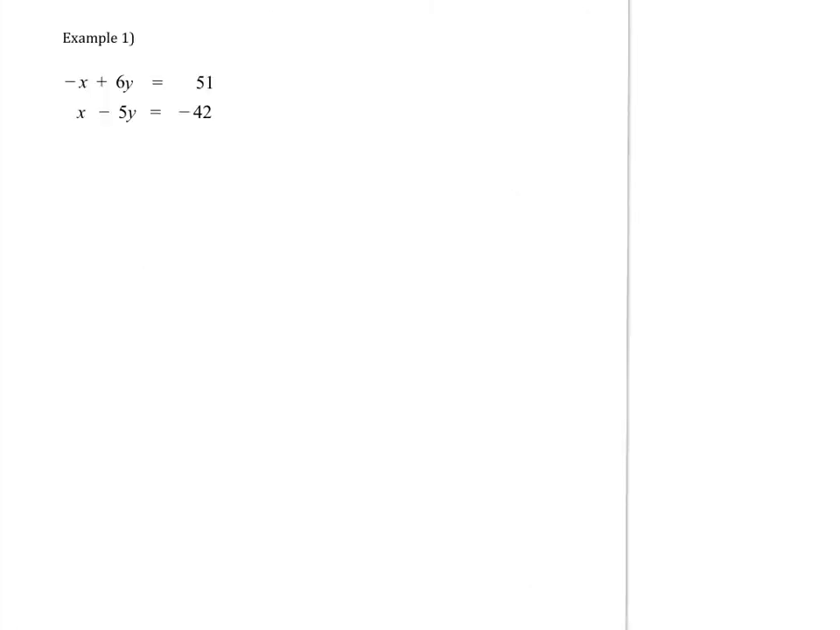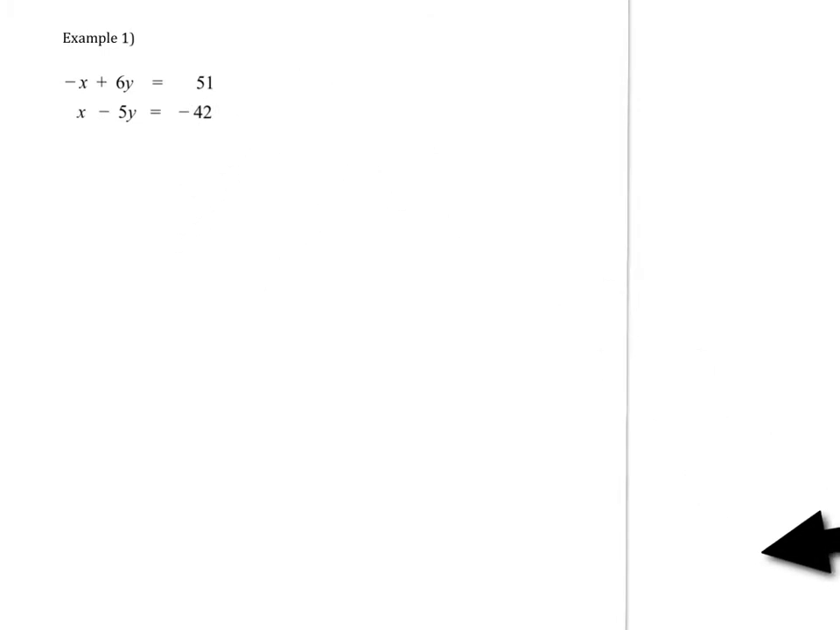Okay, so take a look. Our first question says negative x plus 6y equals 51. And our second equation says x minus 5y equals negative 42. Before, you might have done something to either of these equations to have it substitute. But I'm going to show you elimination.